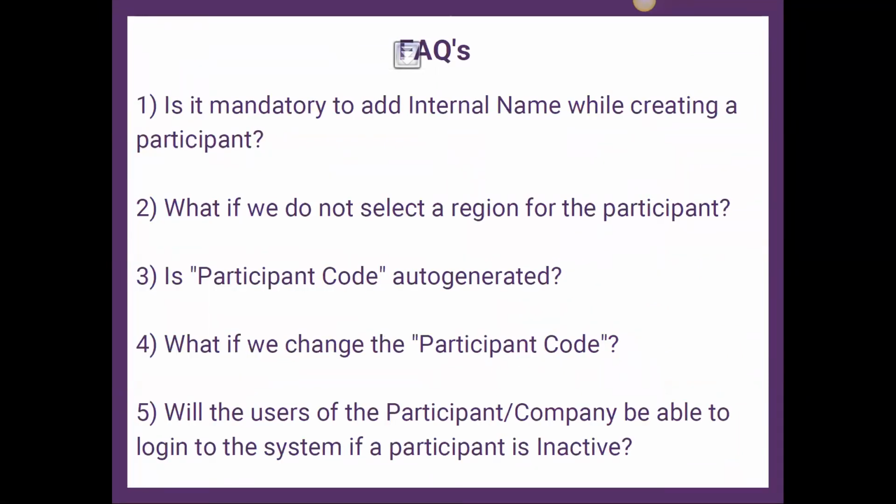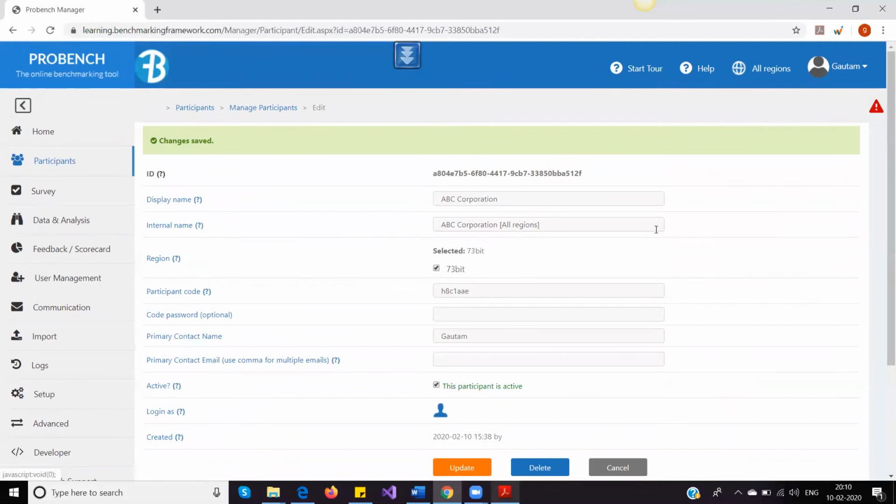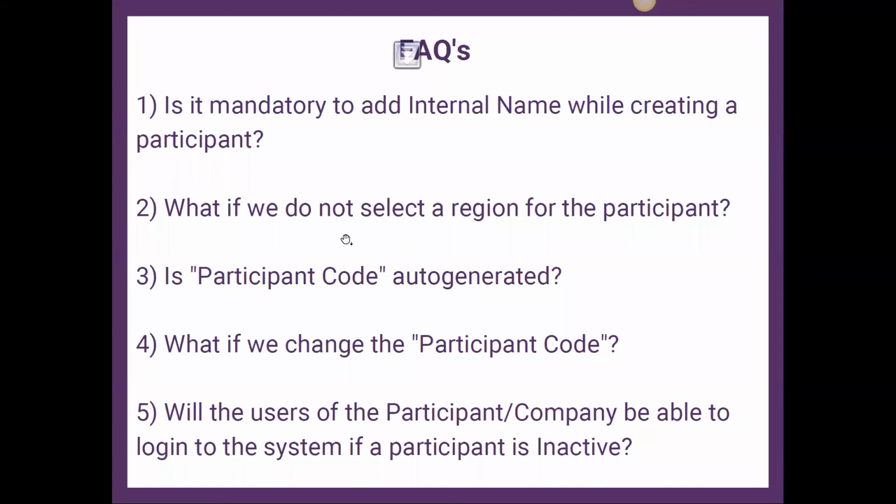The first question is: is it mandatory to add an internal name while creating a participant? No, it is absolutely not mandatory, because it's auto generated when you first create the participant. But you can choose to alter it. You can update the internal name if you want, but it is not mandatory the first time you create a participant.